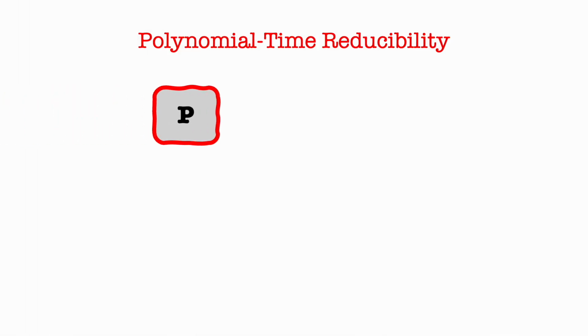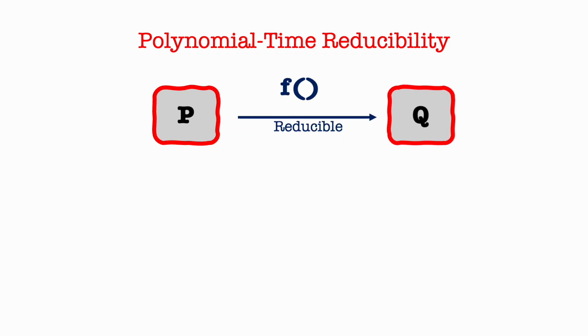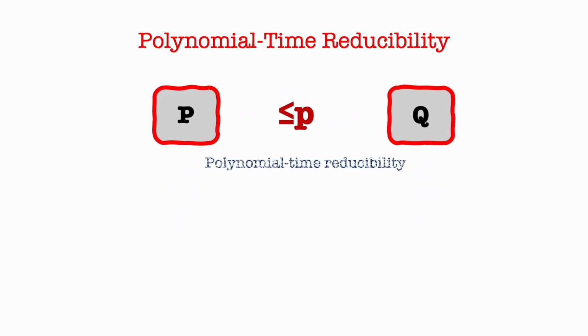A decision problem P is said to be reducible to another decision problem Q in polynomial time if there exists a function f that transforms an instance of P into an instance of Q while preserving the answer. In other words, for every yes instance of P, there is a corresponding yes instance of Q, and similarly for no instances. The symbol represents polynomial time reducibility and shows the hardness relationship between two problems.